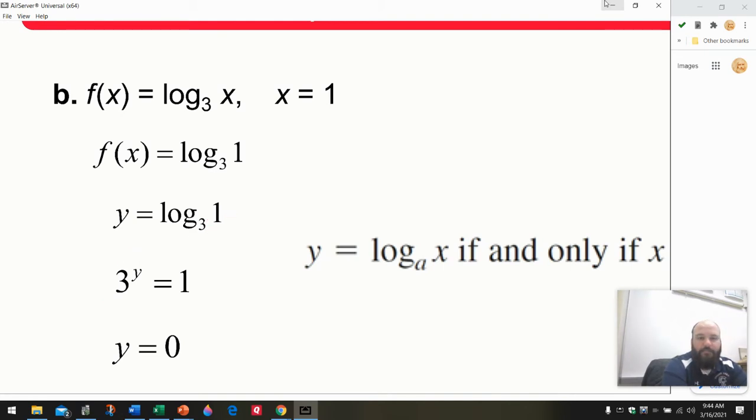Now, following that, we need to solve that. And what you should have realized is that anything to the 0 power is 1. Therefore, if y was 0, we would get 1. That means y is 0. And there's part B.